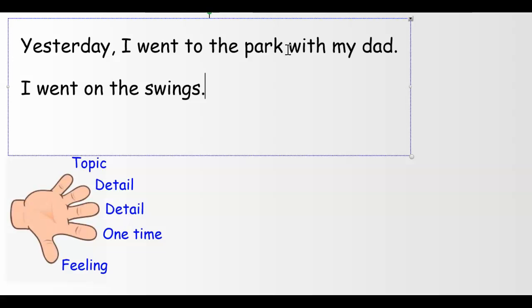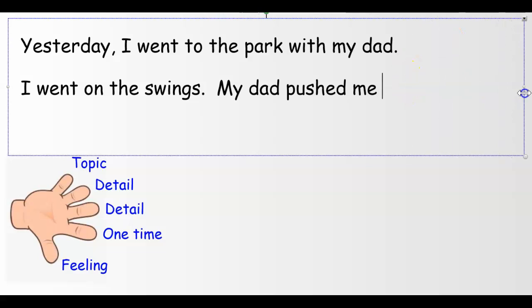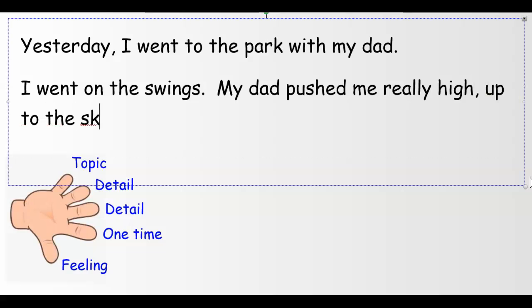So now I have my topic, I went to the park. I have a detail, I went with my dad. I have another detail, I went on the swings. And now I'm going to say one time. So one time, my dad pushed me, and I'm going to make my space a little bit bigger here to write in. Pushed me really high up to the sky.